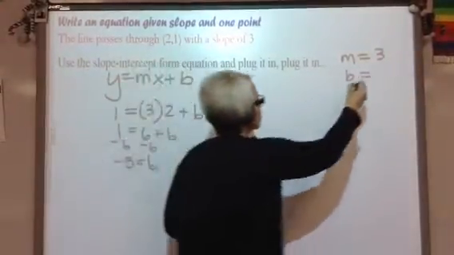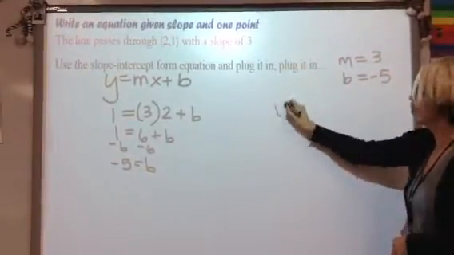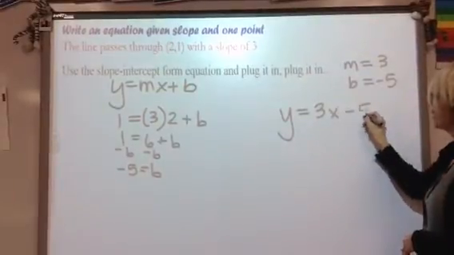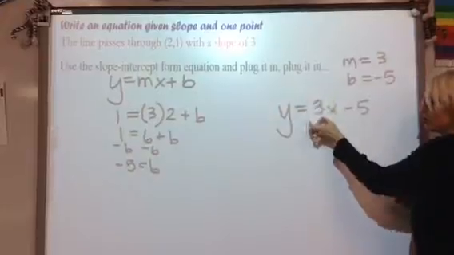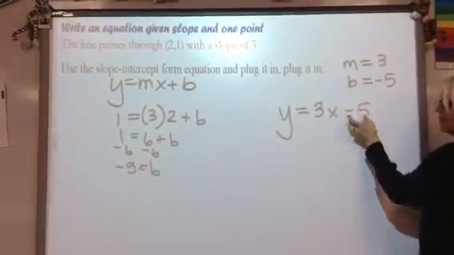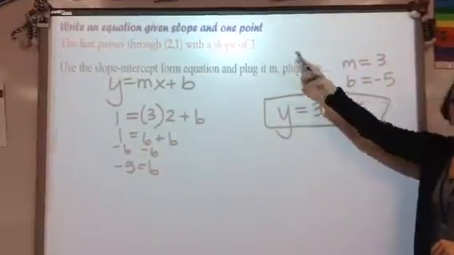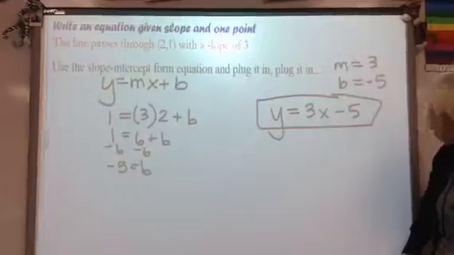So now we know our b, so we can now just put it into the equation. y equals mx plus b. y stays y, x stays x. The m is your slope, and then my y-intercept is negative 5, so it's a minus 5. So this is my slope-intercept form given that point and that slope. Try the example in your notes now.